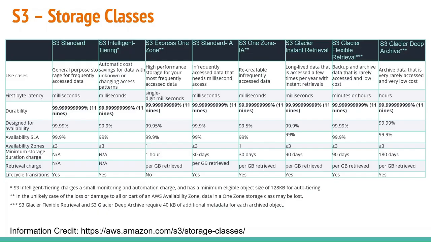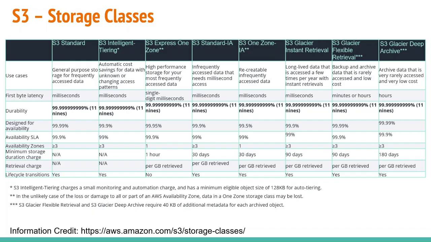And S3 Glacier Flexible Retrieval is used for backup and archive data that is rarely accessed, at low cost. And Deep Archive is for archive data that is very rarely accessed, at very low cost. So if you go from left to right, mostly your cost will go down. But S3 Intelligent-Tiering, as you can see at point number 1 marked with a star at the bottom, charges a small monitoring and automation charge, and it has a minimum eligible object size of 128 KB for auto tiering.